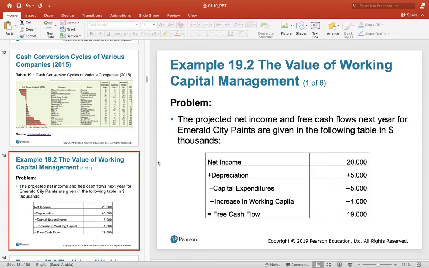You can see one peculiar thing here for this company, Emerald City Paints. Whatever depreciation is charged and added back, that much capital expenditure is deducted. The 5,000 is neutralized. Then only the working capital is the amount which is further deducted. So net income is reduced by 1 million and it becomes 19 million.